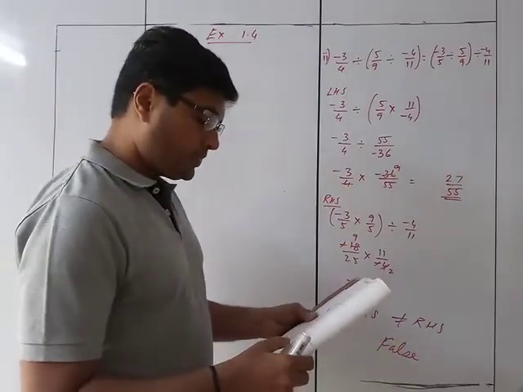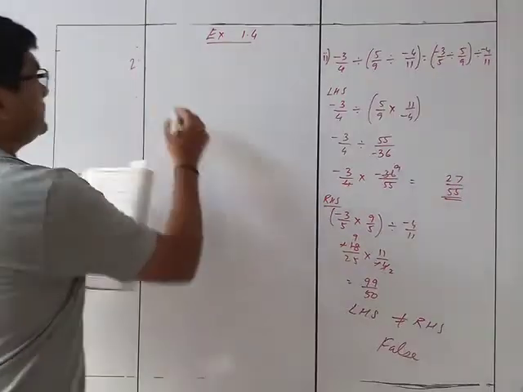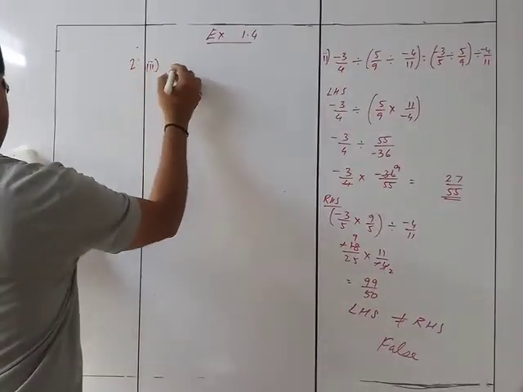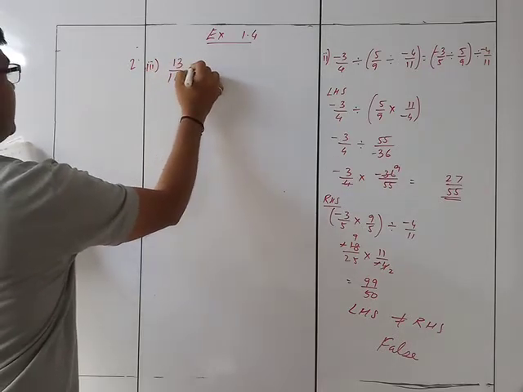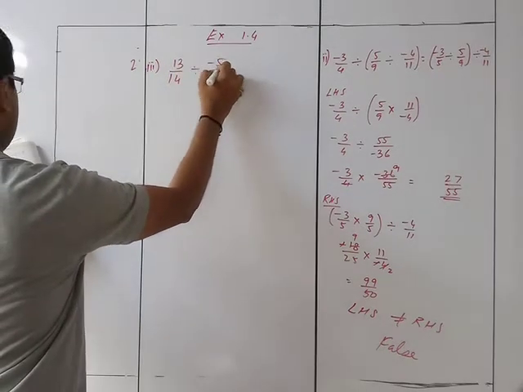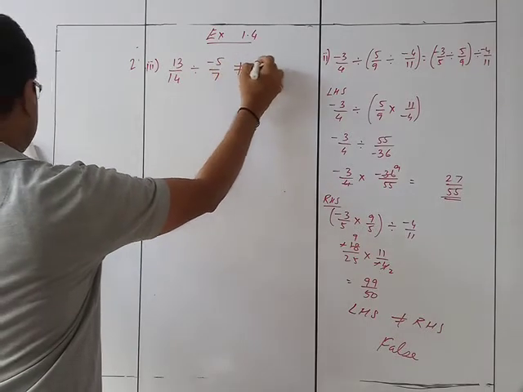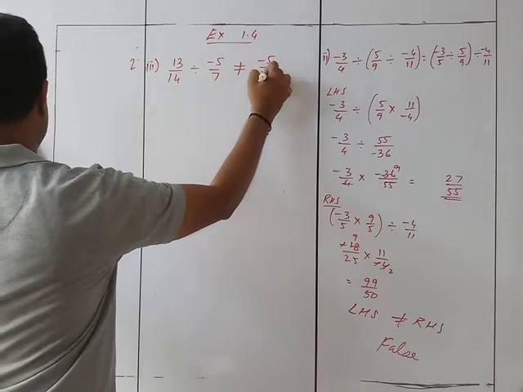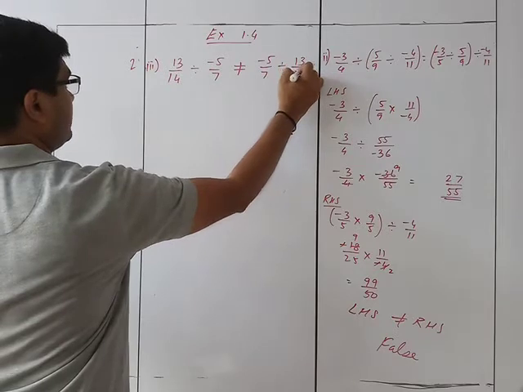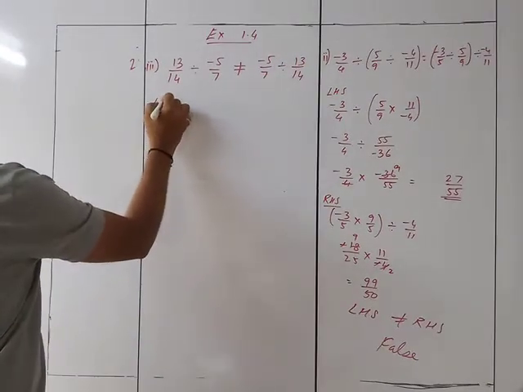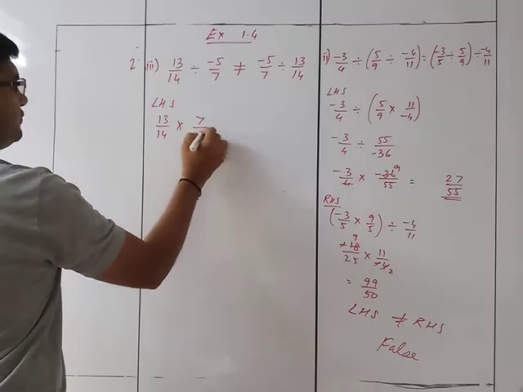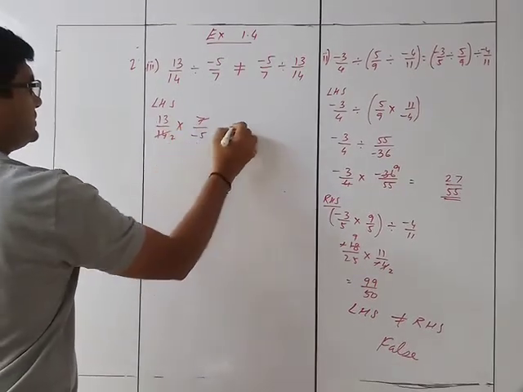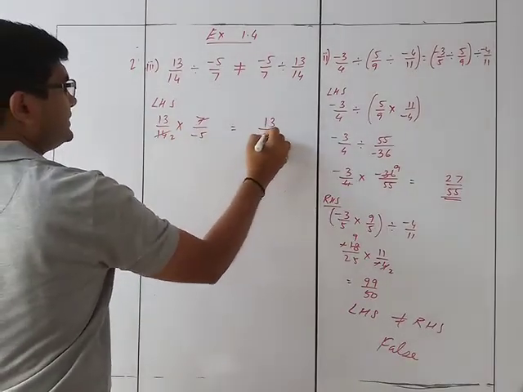Okay, next is third sum. 13 upon 14 divided by minus 5 upon 7 is not equal to minus 7 upon 5 divided by 13 upon 14. So again the same thing, LHS we can take it as 13 upon 14 into 7 upon minus 5. This 2's are, so this gives me 13 upon minus 10.